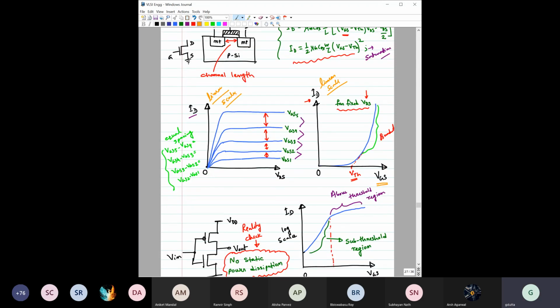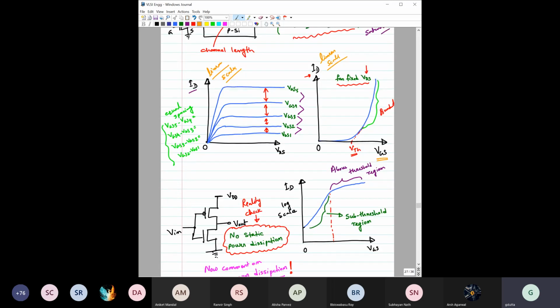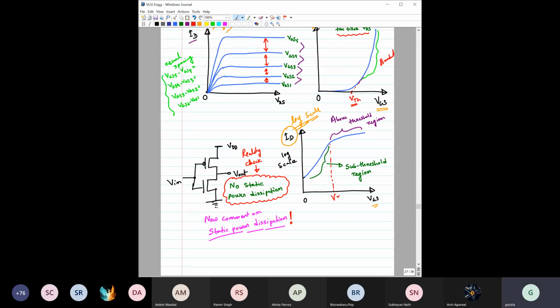Now the question is, what will happen if you plot the same ID versus VGS in log scale? So here, only ID is in log scale. VGS is linear. So when you plot this ID in log scale, the same characteristics would look something like this. Right? Are you able to follow? Now here, this is the threshold voltage, as you have seen here. So you can see after threshold, the curve would look something like this in log scale.